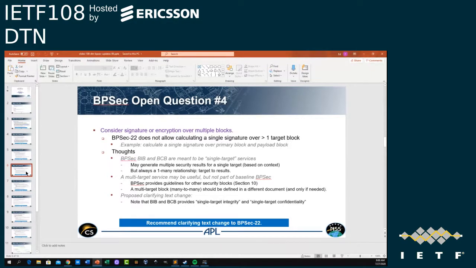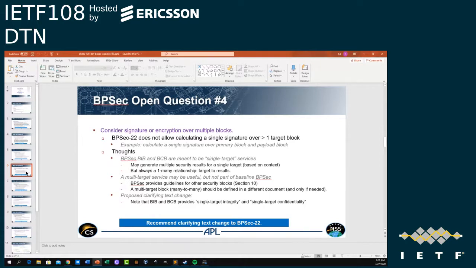Our answer to that is similar to the answer to question number 3. My recommendation is similar, is the idea that BIB and BCB are meant to be single target services. If you want a multi-target service, that's probably a different block, and we have a section 10 for how those could be defined. And if you really wanted to clarify anything in the text, you could say that BIBs and BCBs provide single target integrity and single target confidentiality, and that is separate from multi-target integrity and multi-target confidentiality.